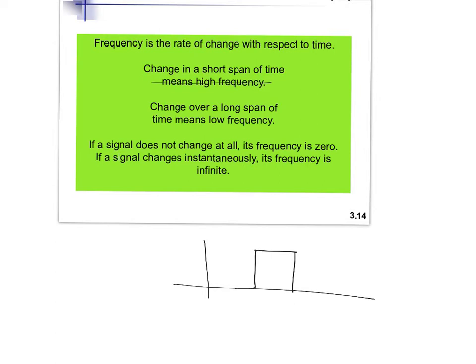So if a signal has something like this, and the change here is instantaneous, this is the reverse of a constant signal. If a signal has a sudden instantaneous change like this, it means that in the frequency domain it has infinite frequency. This is very important because digital signals sometimes have infinite frequency in theory. But to deal with digital signals, we sometimes have to put some limit on the infinite frequency that we deal with. And we'll see how we do that.